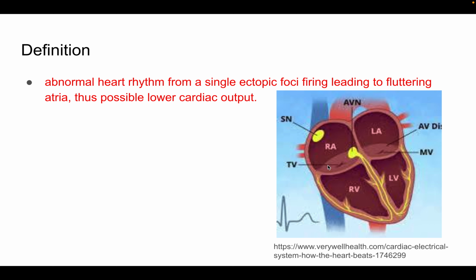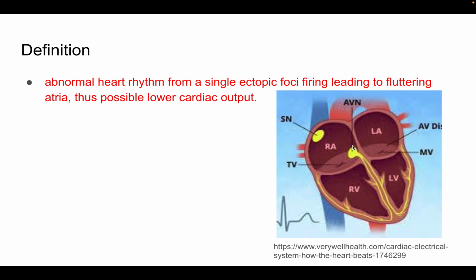The big deal about this, just like atrial fibrillation, and I should have this in red right here, but I don't, is that since we just have the atria fluttering, it's not dispersing all of the blood into the ventricle, and you get this stagnant blood, and that leads to an increased risk of thrombus formation. I didn't write it down right here, but just make a note of that.